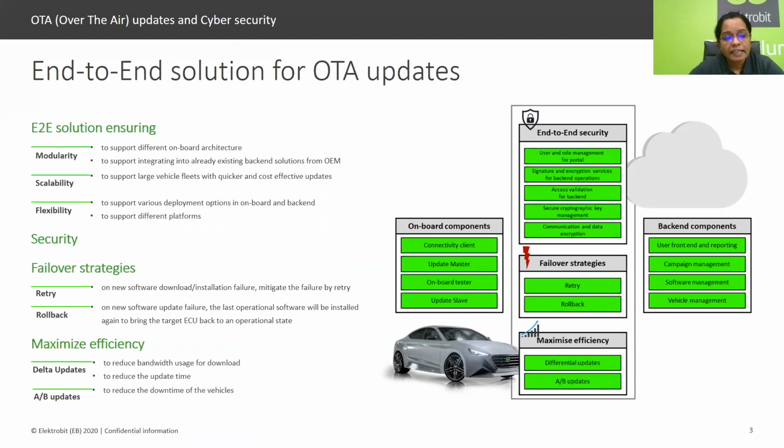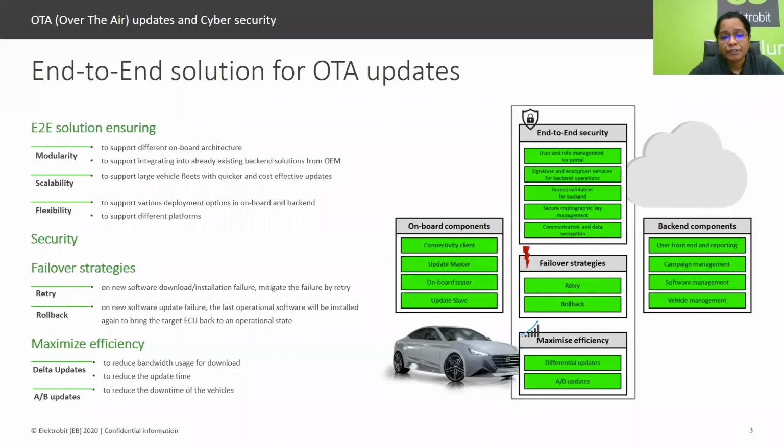The next aspect is to maximize the efficiency of the OTA updates. When we say maximize the efficiency, we have to reduce the bandwidth usage for the download, we have to reduce the overall update time, and then we have to reduce the downtime of the vehicle for the OTA updates.